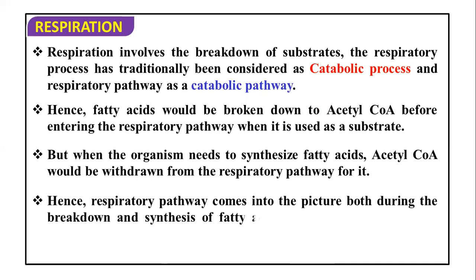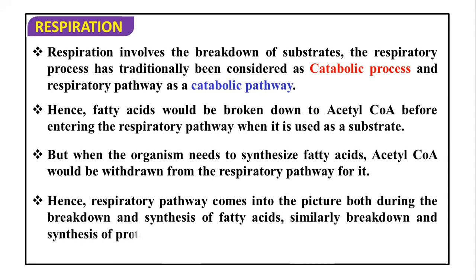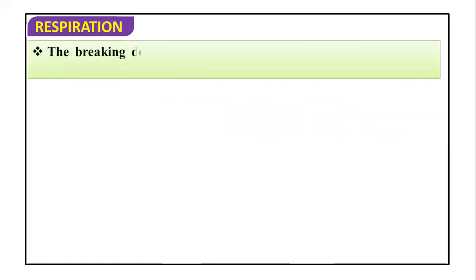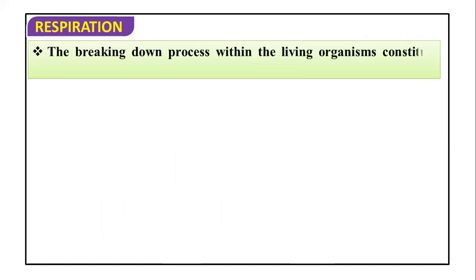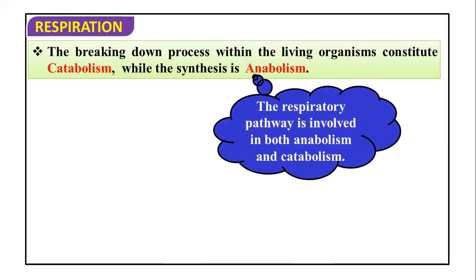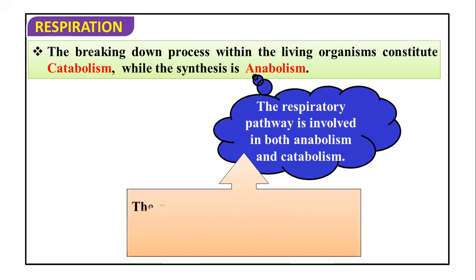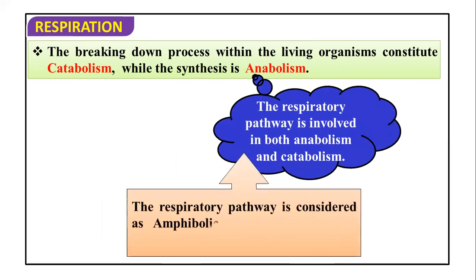Hence, the respiratory pathway comes into the picture both during the breakdown and synthesis of fatty acid. Okay, and similarly, breakdown and synthesis of protein too. So the breaking down process within the living organism constitutes catabolism, while the synthesis is anabolism. The respiratory pathway is both anabolic and catabolic, so we call it an amphibolic pathway, rather than a catabolic one.